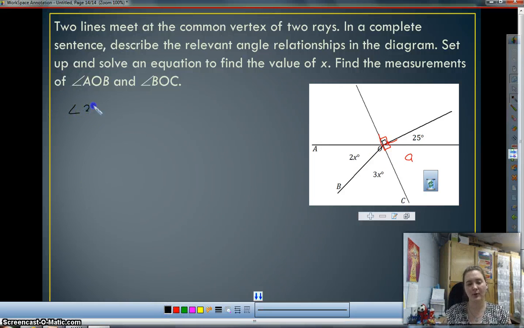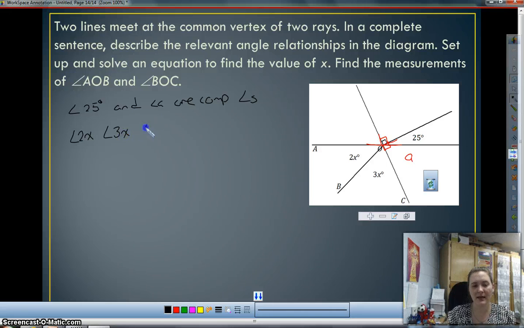Angle of 25 degrees and angle A are complementary because it is a right angle. Looking, you also have this straight line going straight across, which makes our angle of 2x, angle of 3x, and angle A supplementary angles.